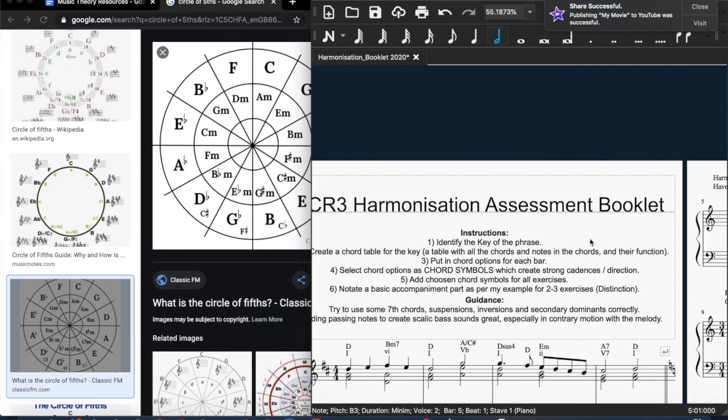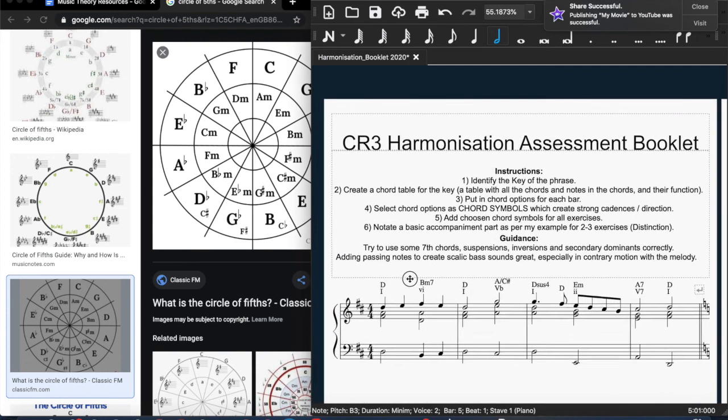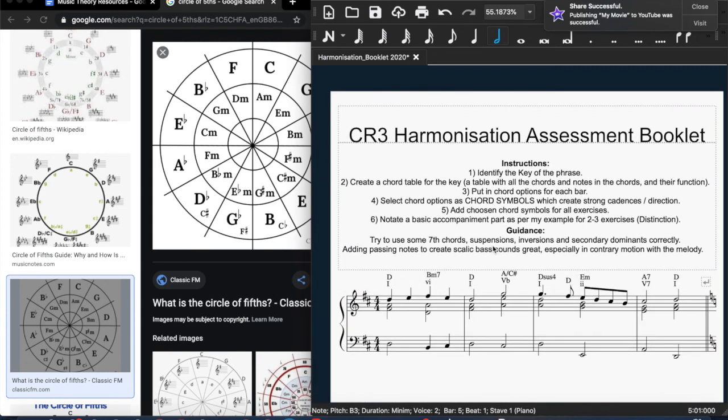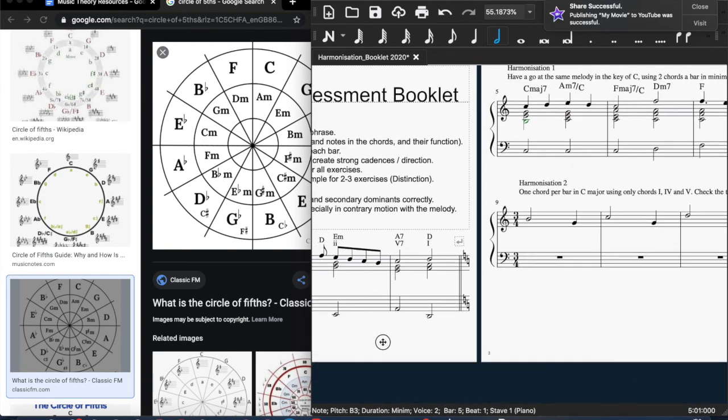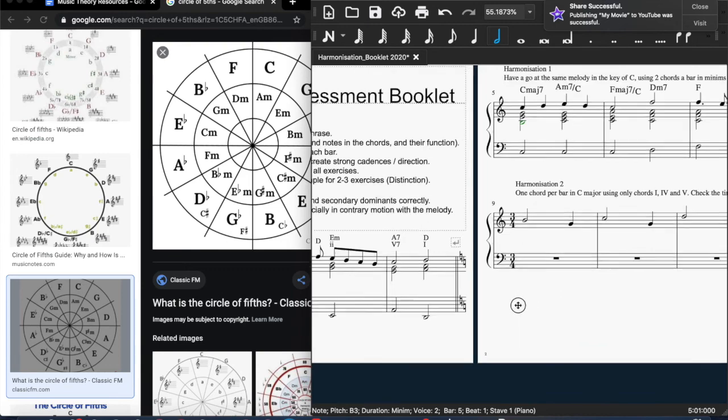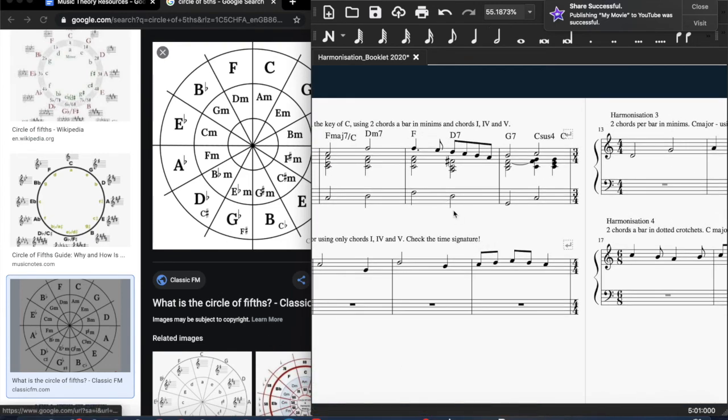Do you see how we have been using 7 chords anyway? We put a suspension, like a suspended 4, in. We used inversions to create a pedal tone, but we can use it most of the time to create scalic bass lines. And we stuck some secondary dominants in. And that's it. The last thing that is really good to think about is contrary motion with the melody.